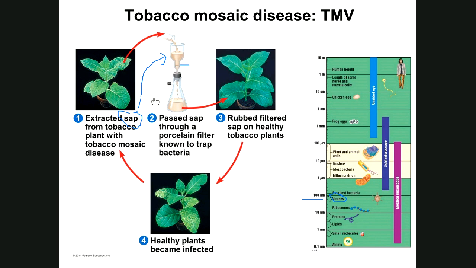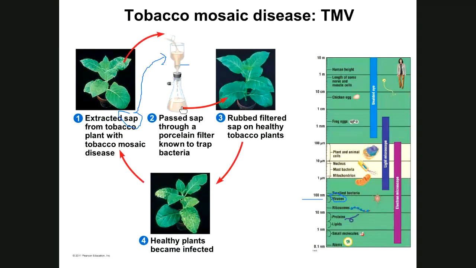So basically they would extract the sap from these plants that appeared infected. They would put it in a container that had a micron filter that would filter out anything the size of a bacterium or larger. What they're not showing you here is they would connect this little outlet on the Erlenmeyer flask to a vacuum, thus sucking this sap through the filter down into the Erlenmeyer flask. Anything that was the size of a bacterium or larger should have been trapped in the filter. Therefore, this solution should have been sterile.